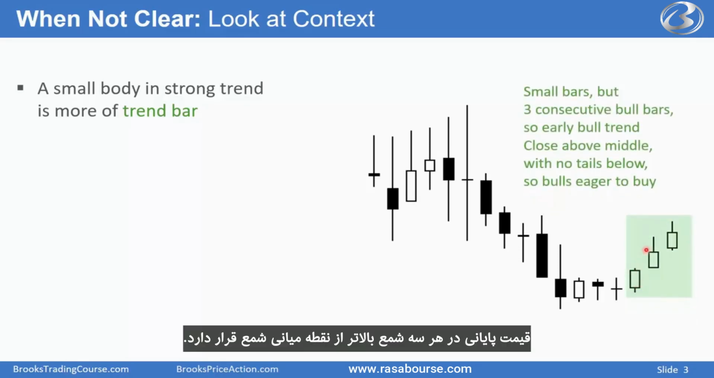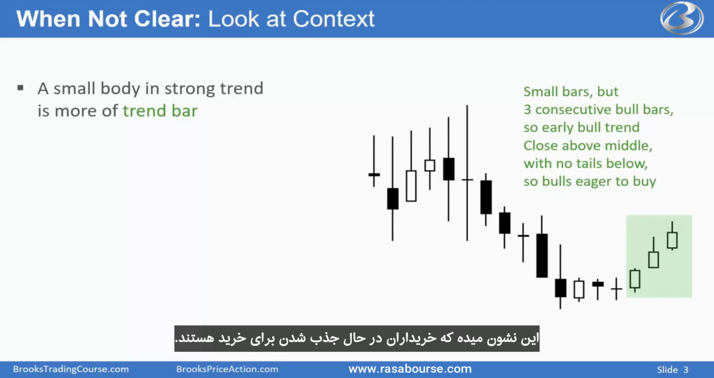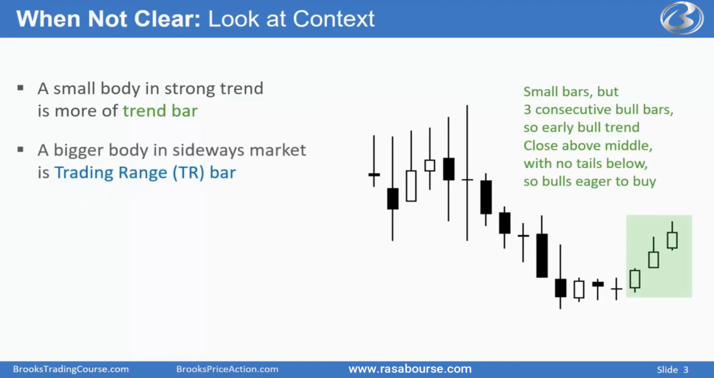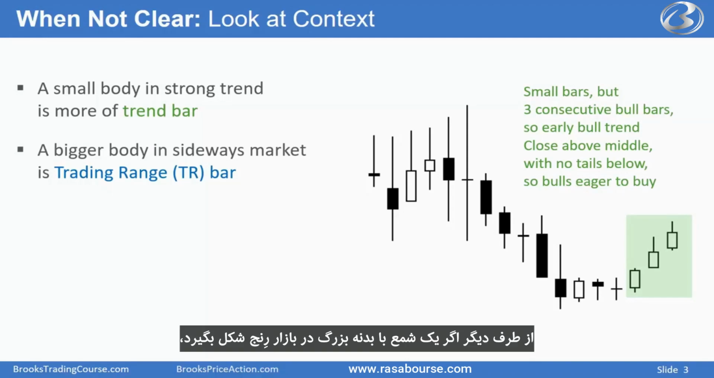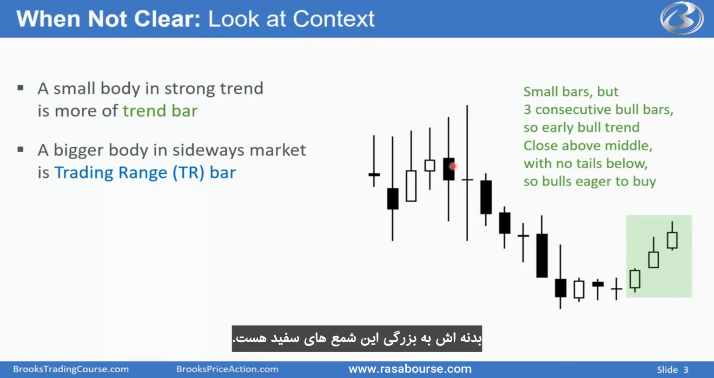Close above the middle, close above the middle, close above the middle. Tails not especially prominent, especially on the bottom. No tails or very small tails. The bulls are beginning to get eager to buy. So those are trend bars. And a bigger body in a sideways market can still be a trading range bar. So look at this bar. Its body is as big as these. These are trend bars, yet this is a trading range bar.